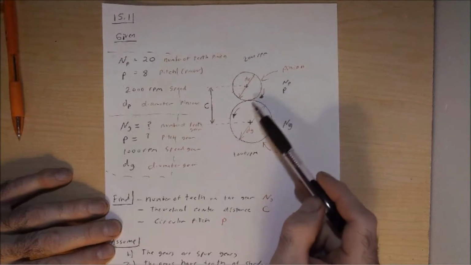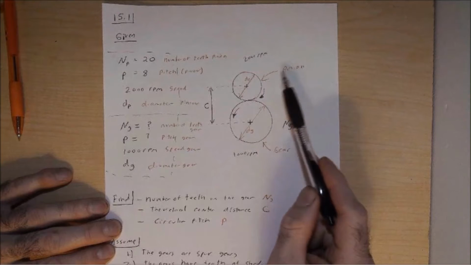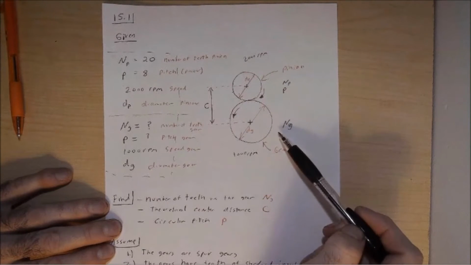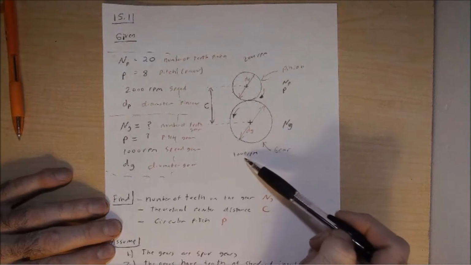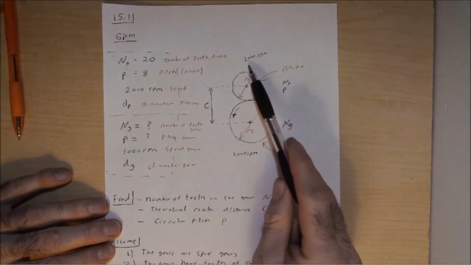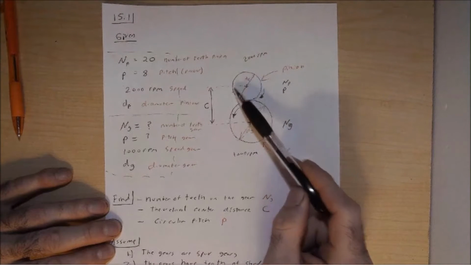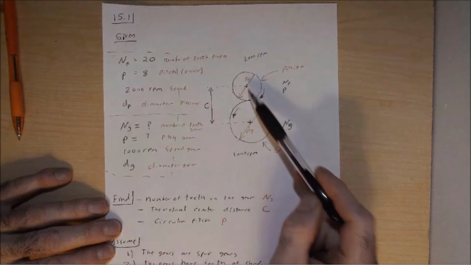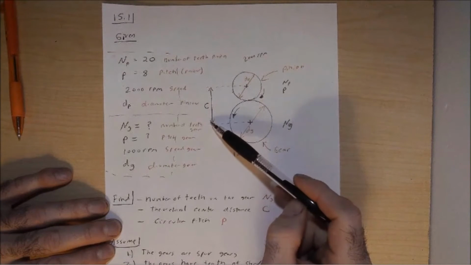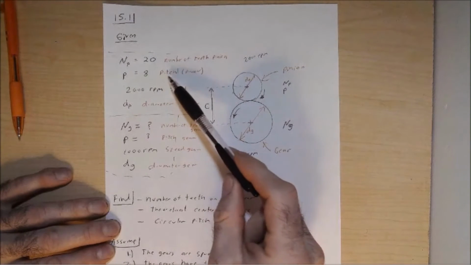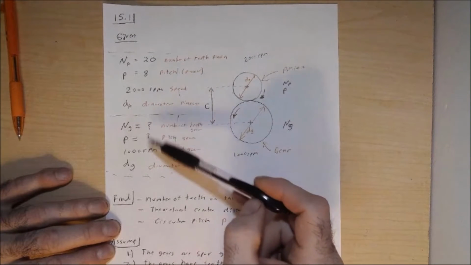You can see my direction of rotations. Up top for the pinion, I have my n sub P and P. At the bottom for the gear, I have my n sub G here. We know this is 1,000 RPM for the gear, 2,000 RPM for the top pinion, and our theoretical distance between the centers of these two is the value C. Now what I've done here is I've separated these out between the pinion and the gear as far as my given variables go.